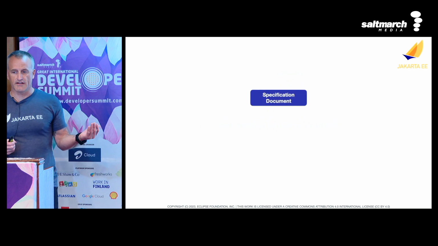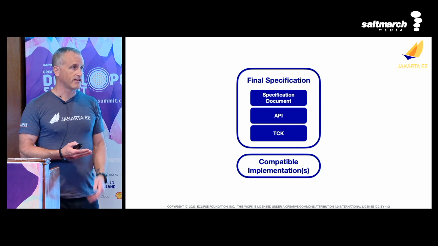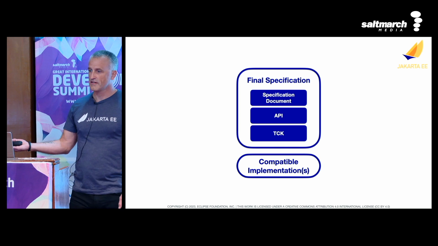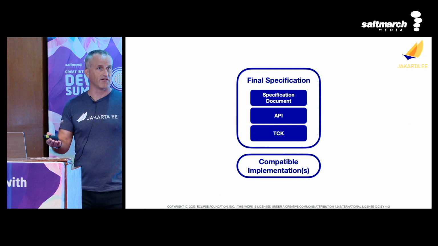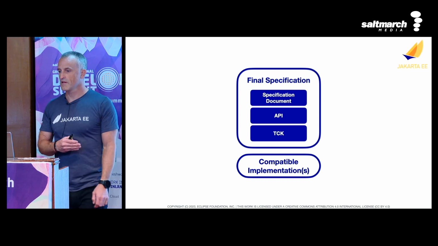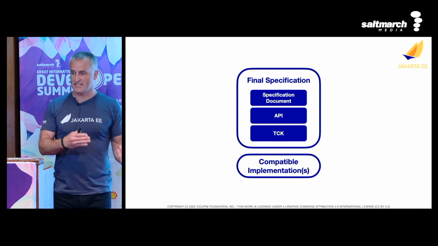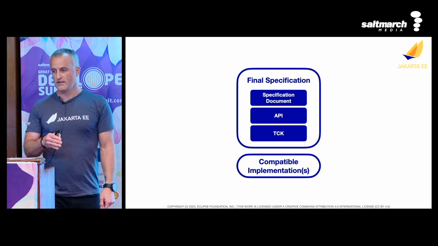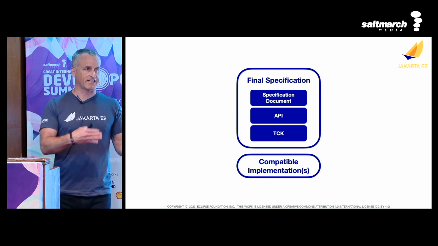And specifications, in our world, are a specification document that describes in textual form what the technology is all about. Then there is an API component that is published on Maven Central, and this is what you as application developers would use. You would consume this API and program against it. And then there is a TCK, or test compatibility kit, which is a test suite that tests that an implementation fulfills the requirements in the specification. And for an implementation to be compatible, it has to pass this TCK.